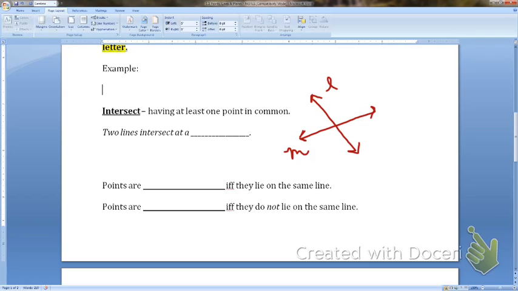Notice my lines have arrows on the end of it. The lowercase letters are not points. Okay, but then I could say that these 2 lines intersect here at this point. And we could call this point X if we wanted to. It's a point, so it's a capital letter. So 2 lines intersect at a point. That's the blank that goes there.